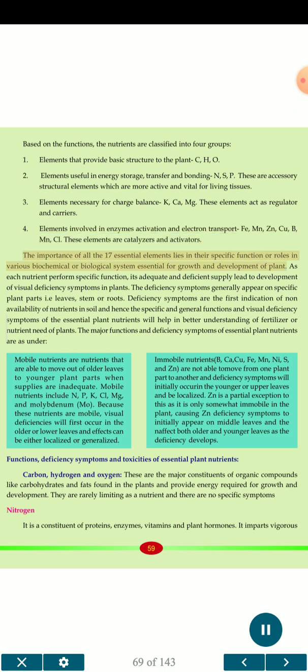The importance of all the 17 essential elements lies in their specific functions or roles in various biochemical or biological systems essential for growth and development of the plant. As each nutrient performs a specific function, its adequate and deficient supply lead to development of visual deficiency symptoms in plants. The deficiency symptoms generally appear on specific plant parts, i.e. leaves, stem or roots.